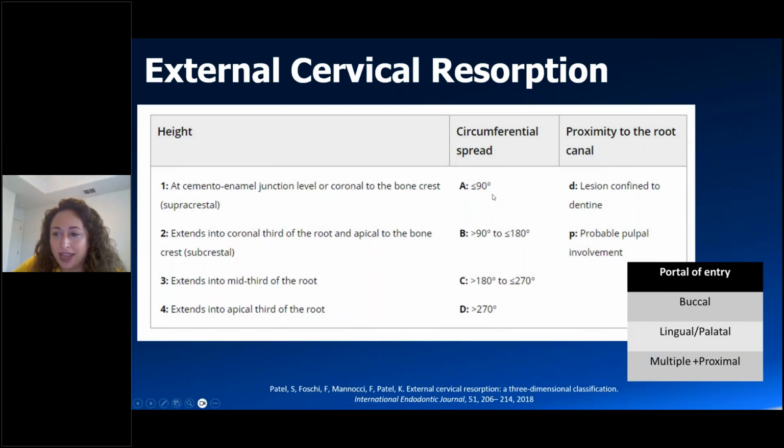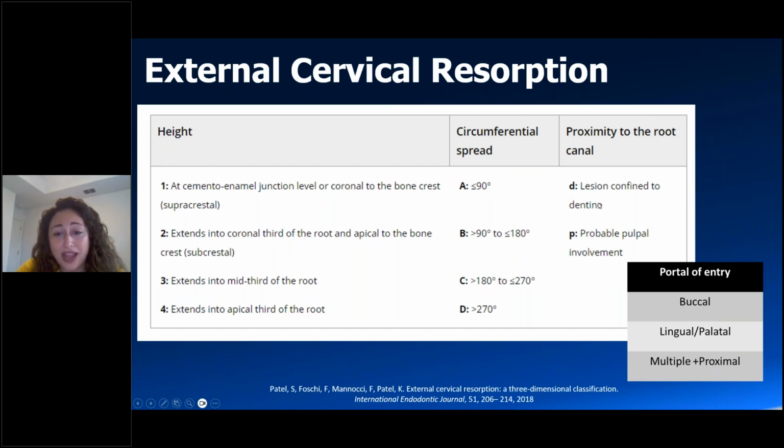So the latest classification that is actually replacing Heithersay's was released in 2018. We can see that it is now based on height, on circumferential spread, and the proximity to the root canal space. I just added this last portion, which is the location of the portal of entry, because I think it's just as important when it comes to your decision to treat. So yes, height, circumferential spread, how many intact radicular walls do you have left? Is it invading the root canal space or not?